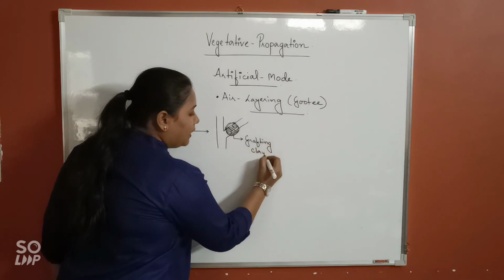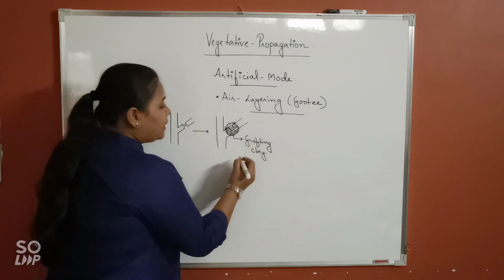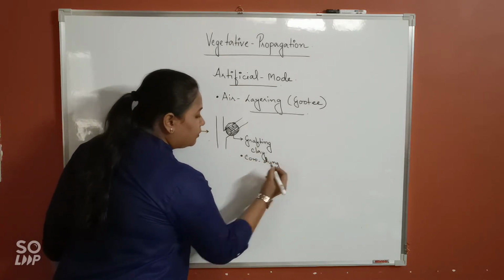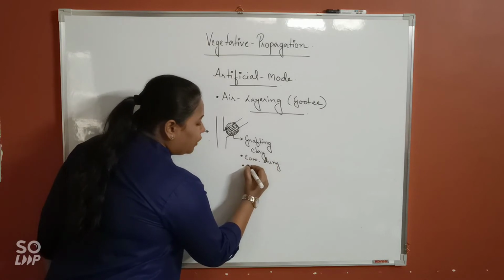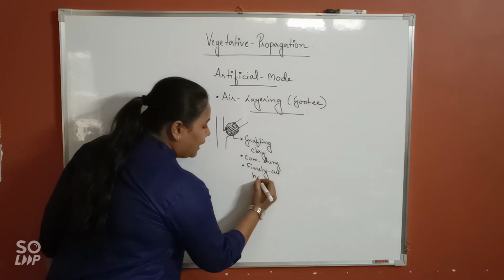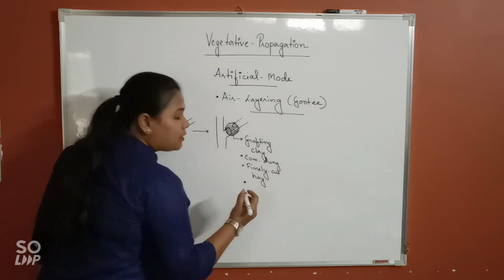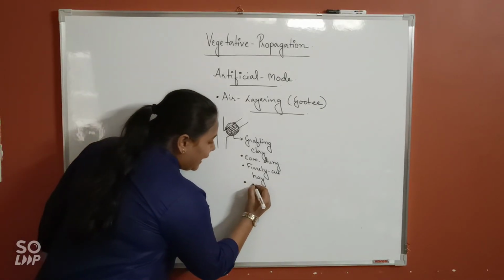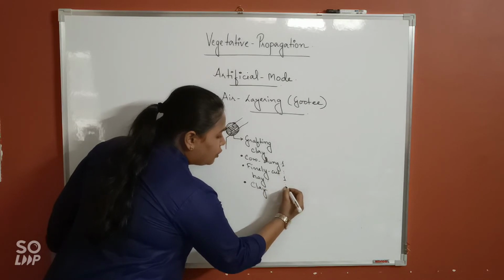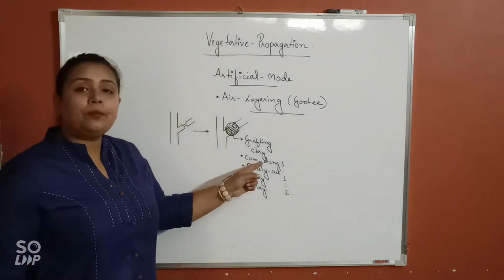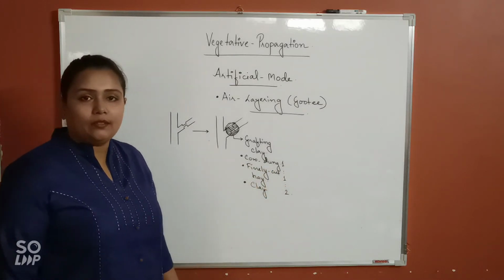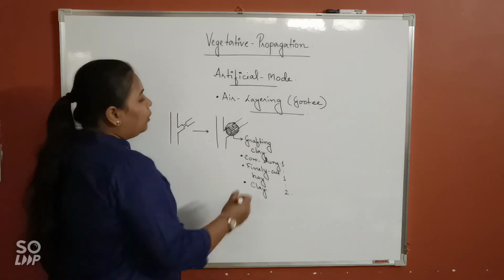Grafting clay is a mixture actually. It's a mixture of 1 part of cow dung, 1 part of finely cut hay, and 2 parts of clay. So 1:1:2 ratio. 1 part of cow dung, 1 part of finely cut hay, and 2 parts of clay. That's called grafting clay.